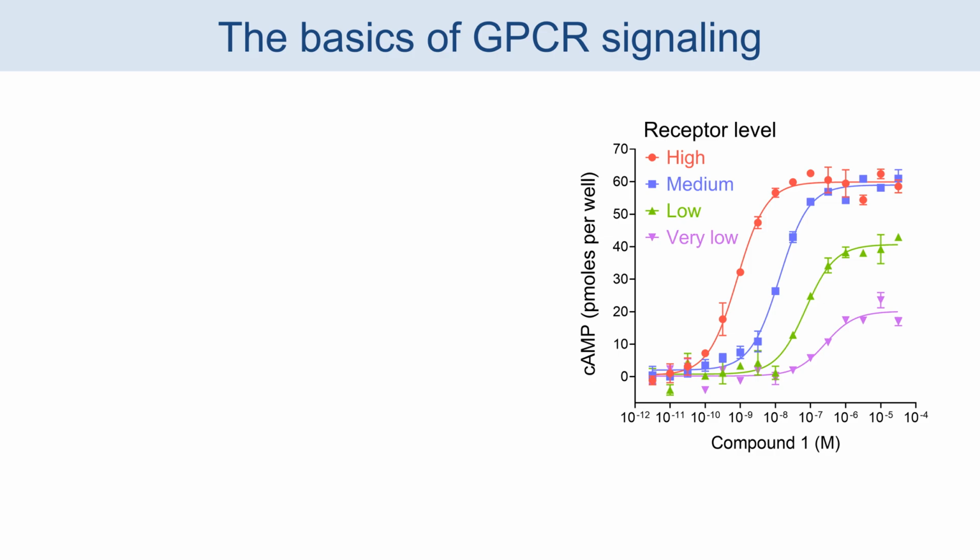Here the EC50 value varies from 1 nanomolar for the high expressing cells to 250 nanomolar for the very low expressing cells. This result demonstrates that in fact the EC50 of the agonist is dependent on the system we use to measure it, specifically the receptor expression level in this example.